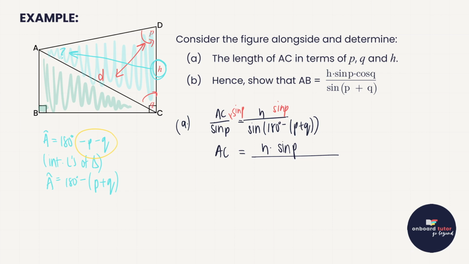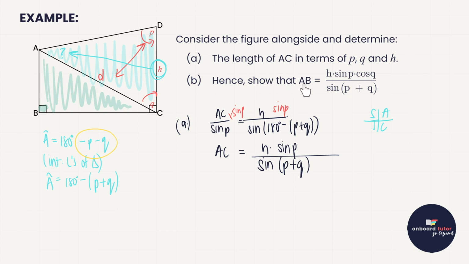So going back to our knowledge of the CAST rule, C-A-S-T, in the 180 minus quadrant here, sine is positive. So this can reduce. I don't have to write that 180 anymore. I can reduce it and say, well, this is sine of (P plus Q). And if I didn't do that factorizing, I wouldn't have been able to see that.